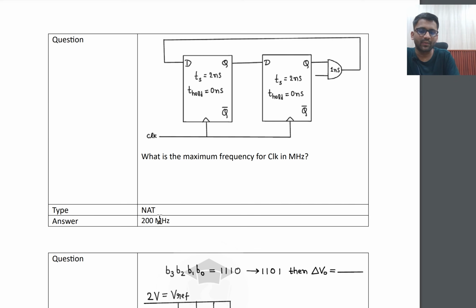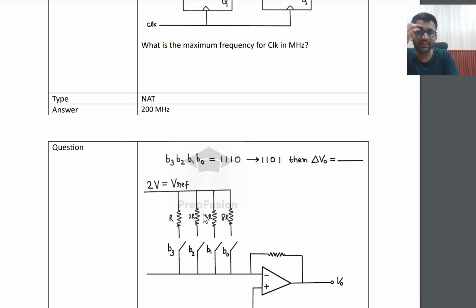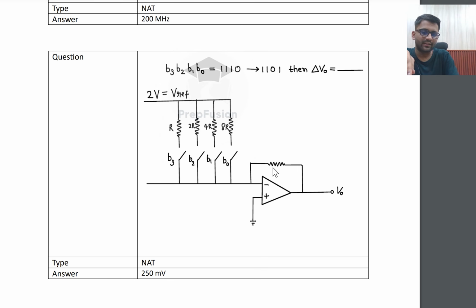This was a simple ST problem. 200 megahertz would be there. Here there is an error; actually resistance R would be there. The answer would be 250 millivolt.